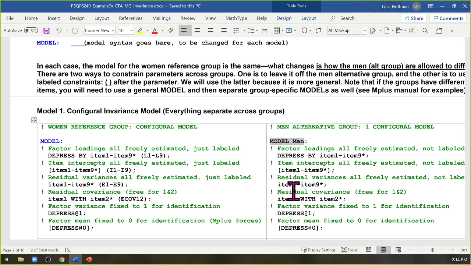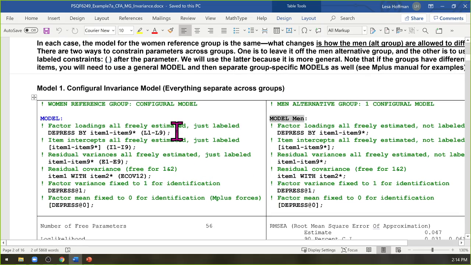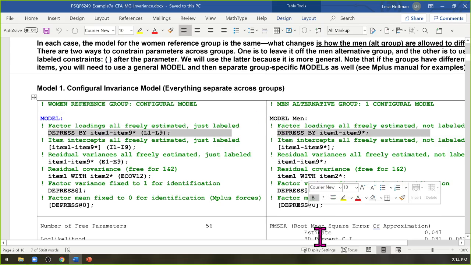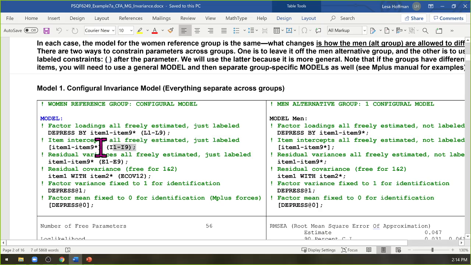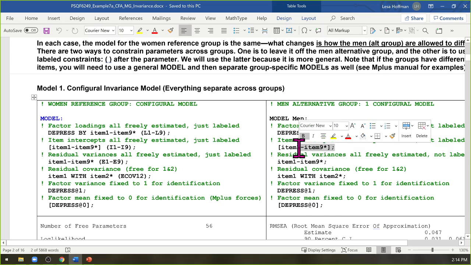This describes how the factor model needs to differ in the alternative group. And so the code to set the factor model for these 9 items, for instance, I do not have the same label on anything yet. So I've got L1 through L9 as a label for the women. I do not have it for the men. Likewise, I've got a label I1 through I9 for the women. I do not have it for the men.